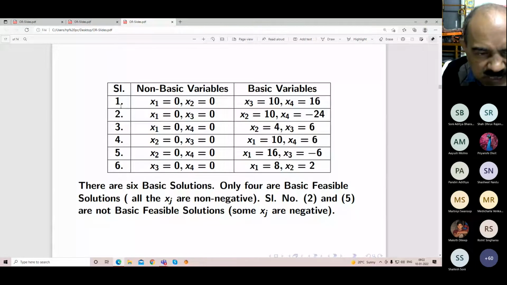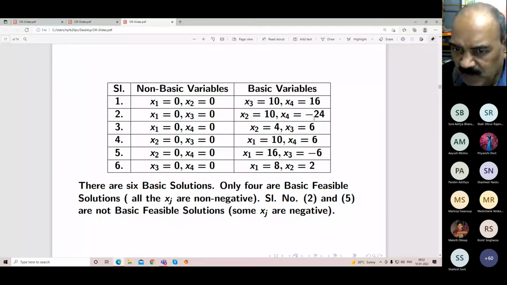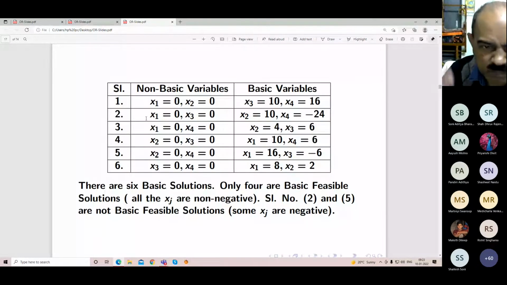So this is x1 0, x2 0, that is nothing but the origin O. Second one, since one component is negative, the second one cannot be a basic feasible solution. We drop it.